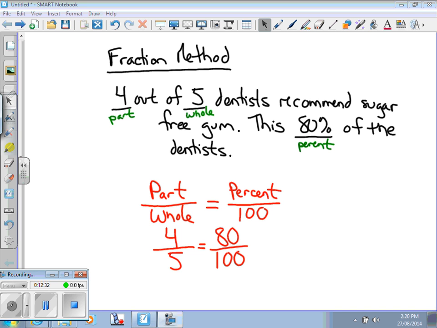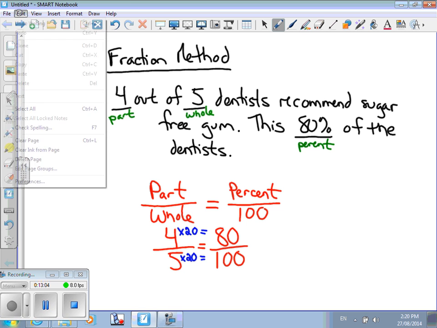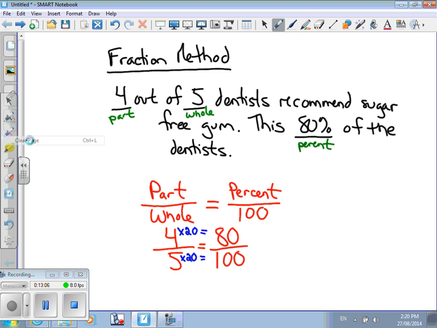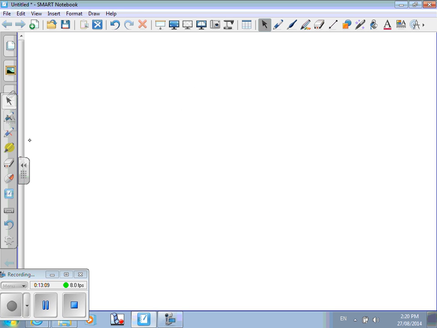What you can see we've ended up with, since we don't have an unknown, is 2 equivalent fractions. Equivalent fractions are something that you've studied in a previous unit. 4 times 20 equals 80, and 5 times 20 equals 100. Because these are in proportion to each other, these are equivalent fractions. What we're going to do now is take a look at an actual question that has an unknown, and I'll show you how to solve it.